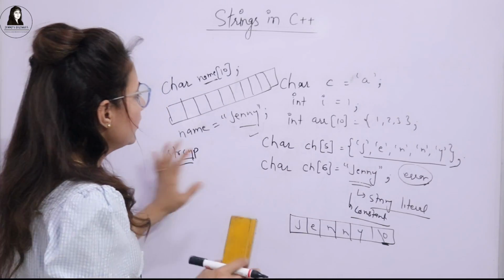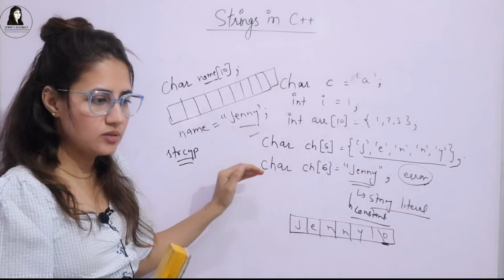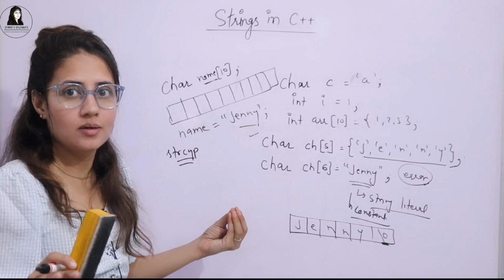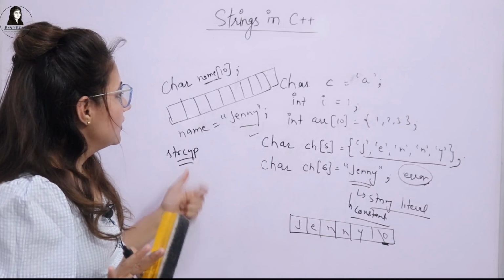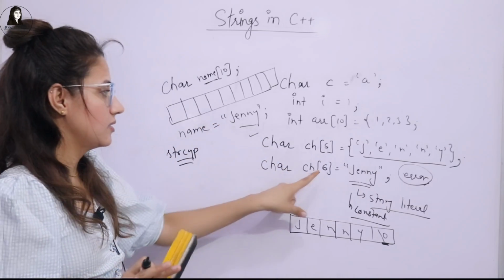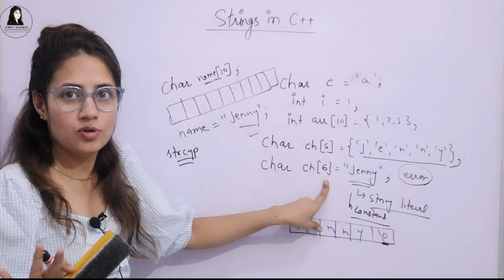Right? So if I ask you what is the main drawback if you use this C style strings, think and write down in the comment section. See, one drawback is that you have to give the size at compile time only.